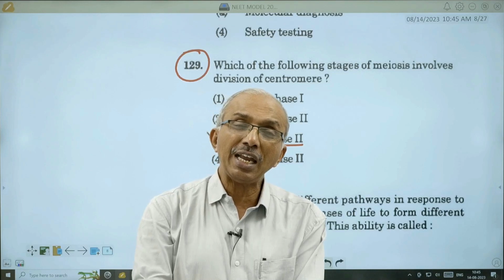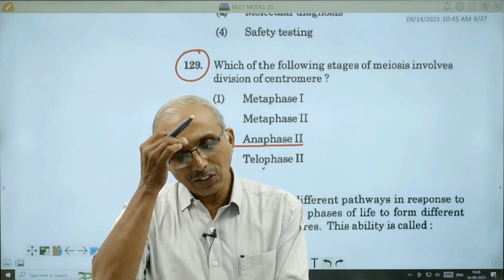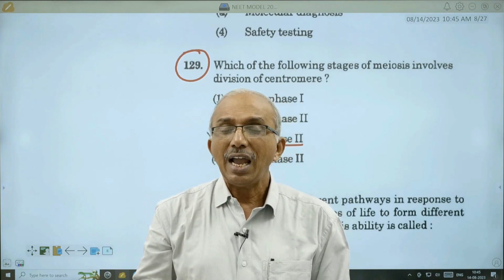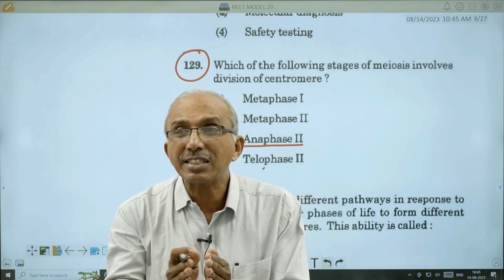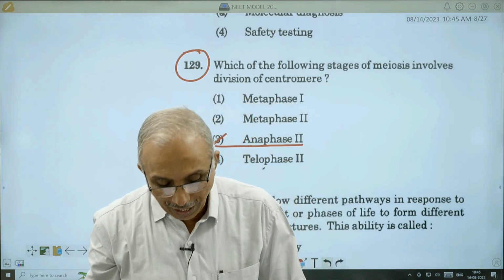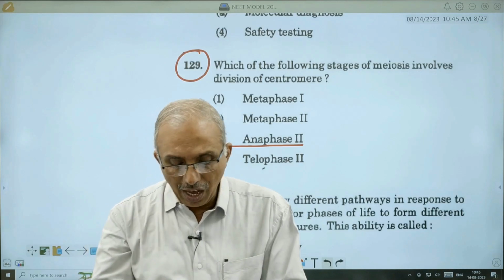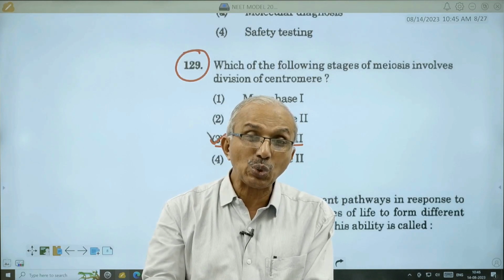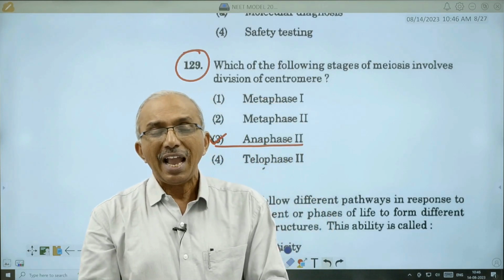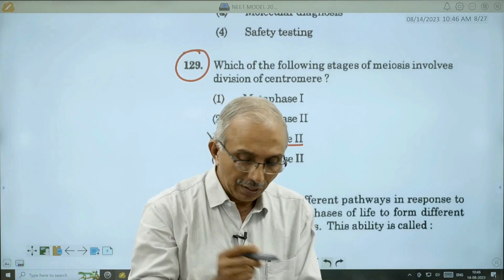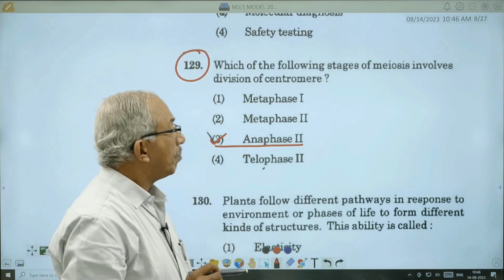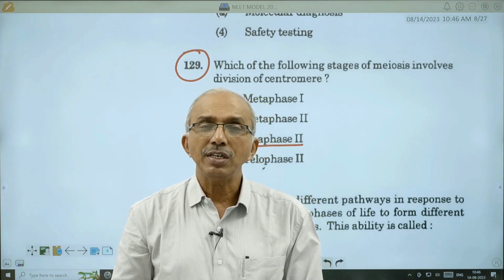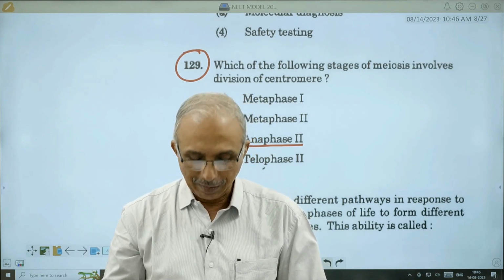Centromere splitting in mitosis takes place in anaphase. During anaphase, the centromere splits and the chromatids are separated. So it occurs during anaphase 2 in meiosis and anaphase in mitosis. The answer is 3.